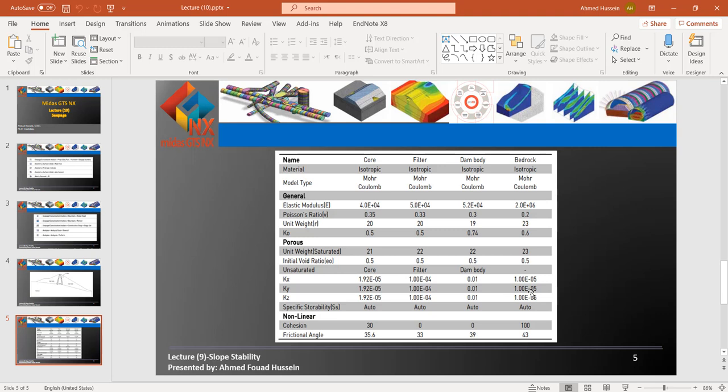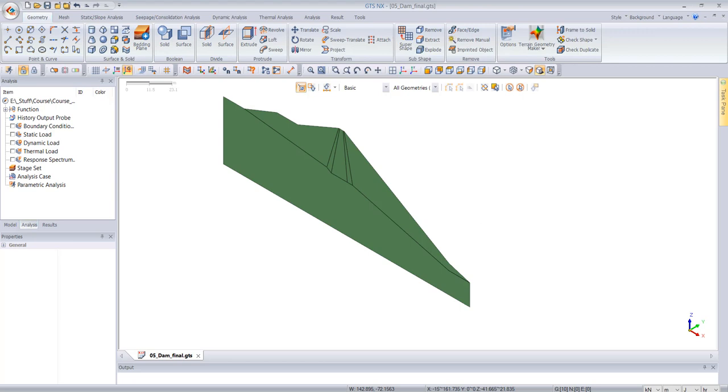For the non-linear parameter here, we add the friction angle, which is 35 for the core, and 30 for the filter and dam body. So we start to add our material. To save time, you can take this file. So this will be our model.